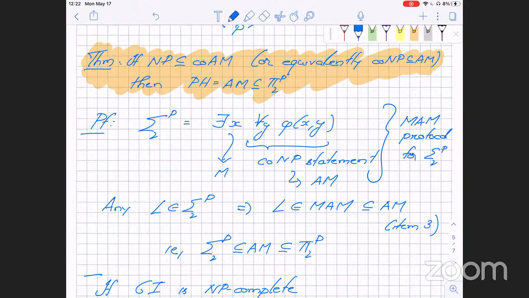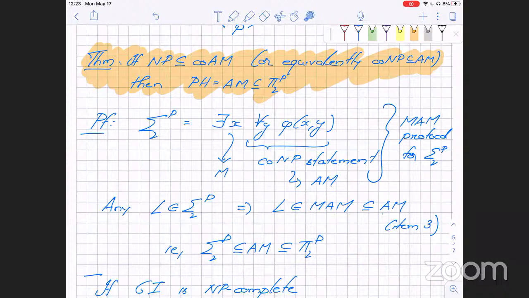This is just using the assumption. But now you use more properties of MAM. MAM is in AM. Therefore, L is in AM. But AM itself is in Pi_2^P, because AM is randomized followed by existential. Randomized, you can put it as for all exists followed by exists. That becomes a Pi_2^P statement. So AM is in Pi_2^P. So you get this entire sequence of responses, and that's the full collapse.